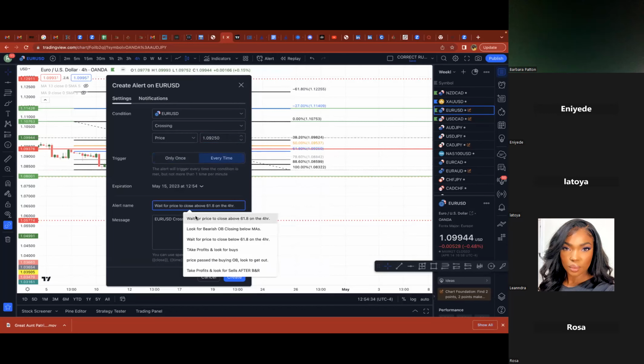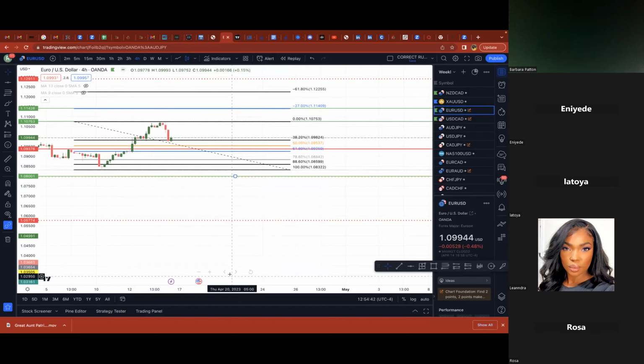That's going to be 0.92550. Wait for price to close above the 61.8 on the 4-hour, right? And then once price goes above the 61.8, we can set our buy limit for 1.0925. And then take it to the negative 27.